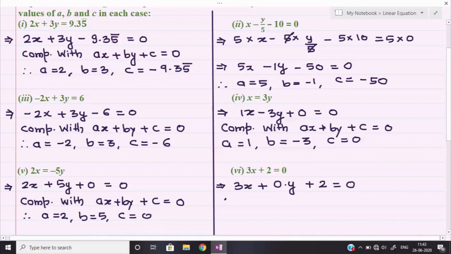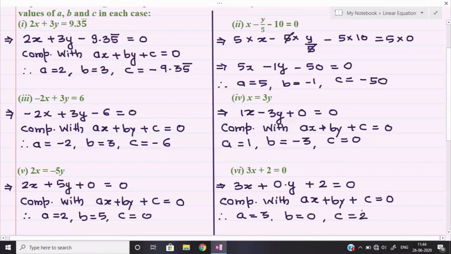So now I will compare. We are going to compare it with which equation? ax plus by plus c is equal to 0. Now if I compare, tell me what is the value of a. Definitely you will say a is equal to 3, b is equal to, here is a new thing we get, b is equal to 0 and c will be equal to 2. Now let us see, there are some more questions remaining.